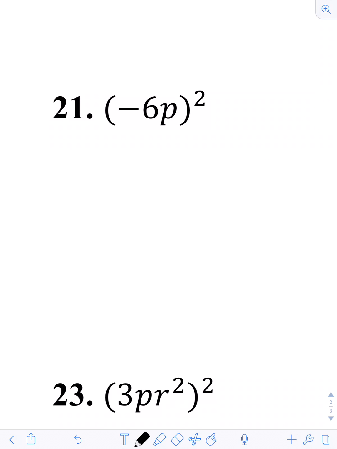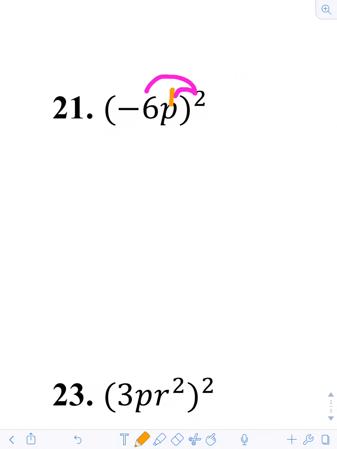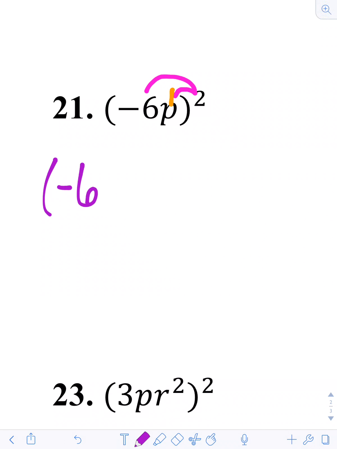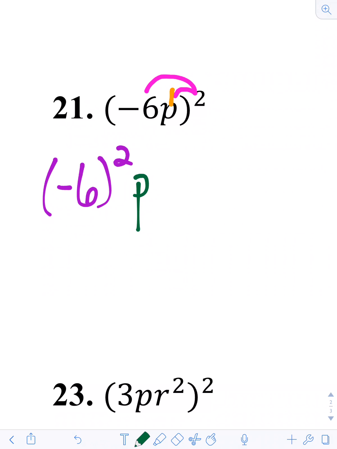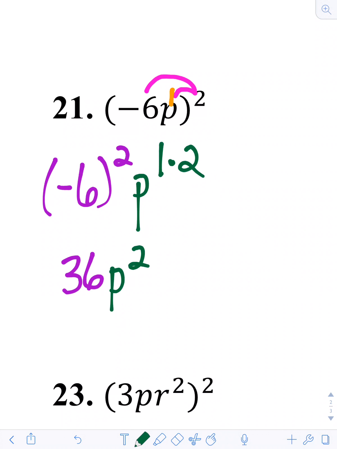21. So here, this one's a little bit different. You have to go to the -6 and to the p. So remember, here, my invisible exponent is a 1. So I'm going to write this out. I'm going to do 2 separate things. We have -6 squared, and then we have p, power to power, you multiply. So -6 squared is a positive 36, and you can put that in the calculator if you're not sure. And then we have 1 times 2, which is 2. And that's your final answer.